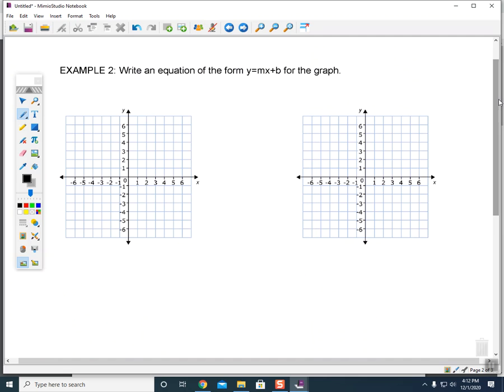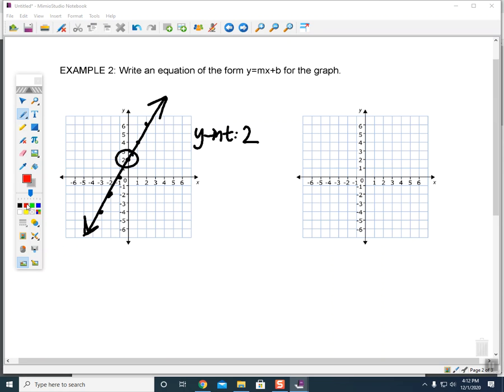So let's say we have a graph like this. Let's put a point there and go up to... Okay, so it looks something like this. My y-intercept I can see already is 2. My y-intercept happens right here at 2.